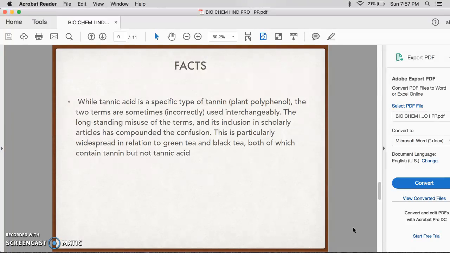So while tannic acid is a special type of tannin, a plant polyphenol, the two terms are sometimes incorrectly used interchangeably. The long-standing misuse of this term and its inclusion in scholarly articles has compounded this confusion. This is particularly widespread in relation to green tea and black tea, both of which contain tannin but not tannic acid.